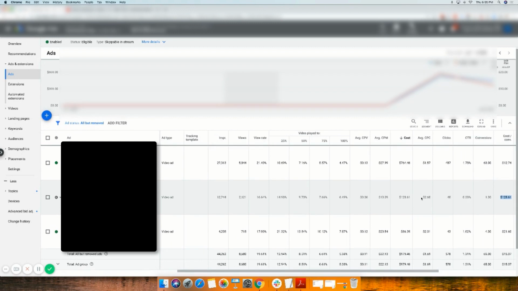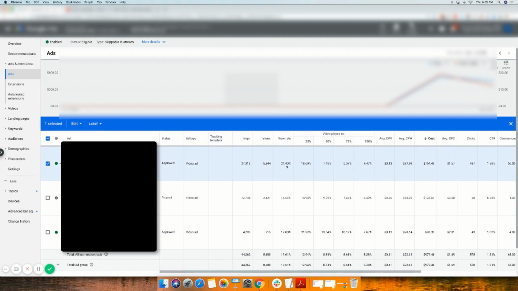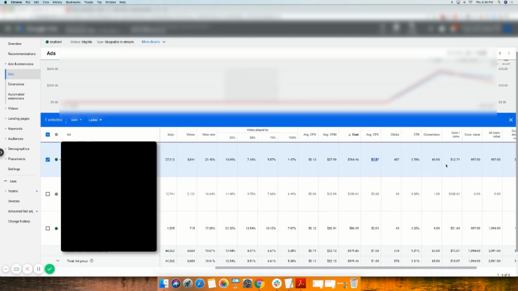But what's interesting is the other two. Because when you look at this first one here on this line, it's got the best view rate, right? It's got the highest CPM though. It's got the highest cost per view. It's got the most spend, but it got the best click-through rate. Here, it has the best cost per click of the three, and it's got the best cost per conversion.